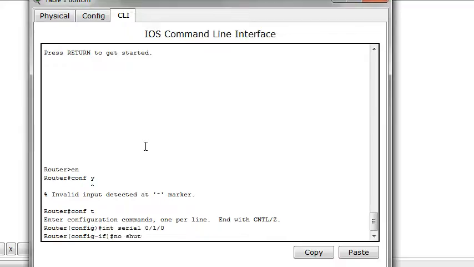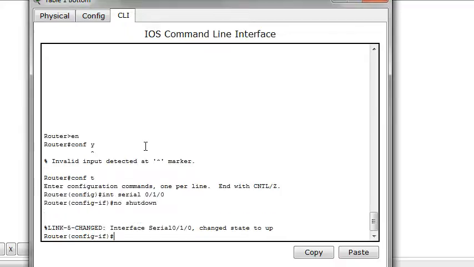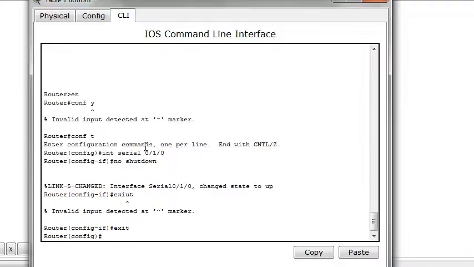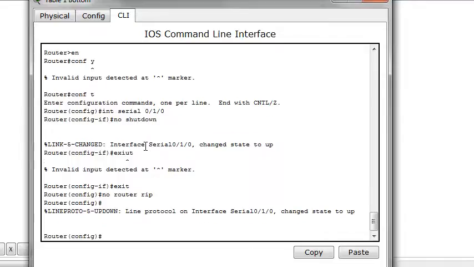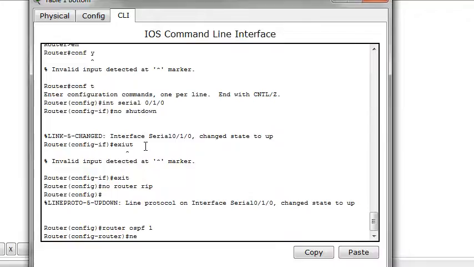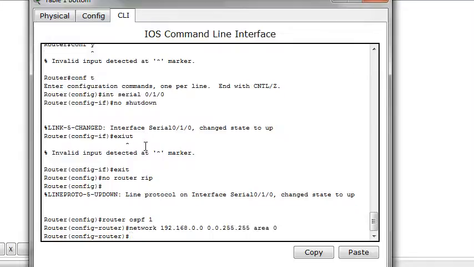No shutdown. Then we will do a no router RIP, and turn off RIP. We will turn on OSPF, router OSPF. We need to put a process ID. And then we put our network command, network. This is the syntax for turning on OSPF.